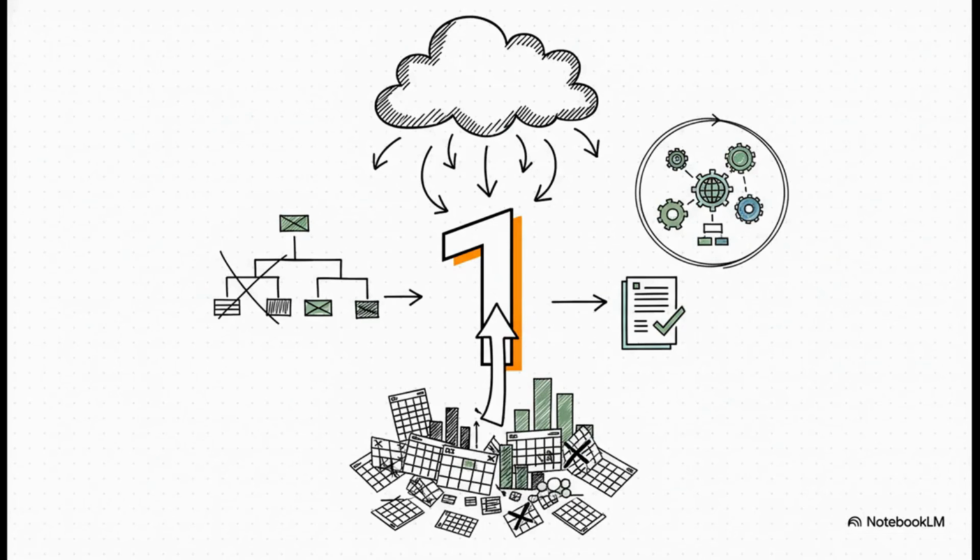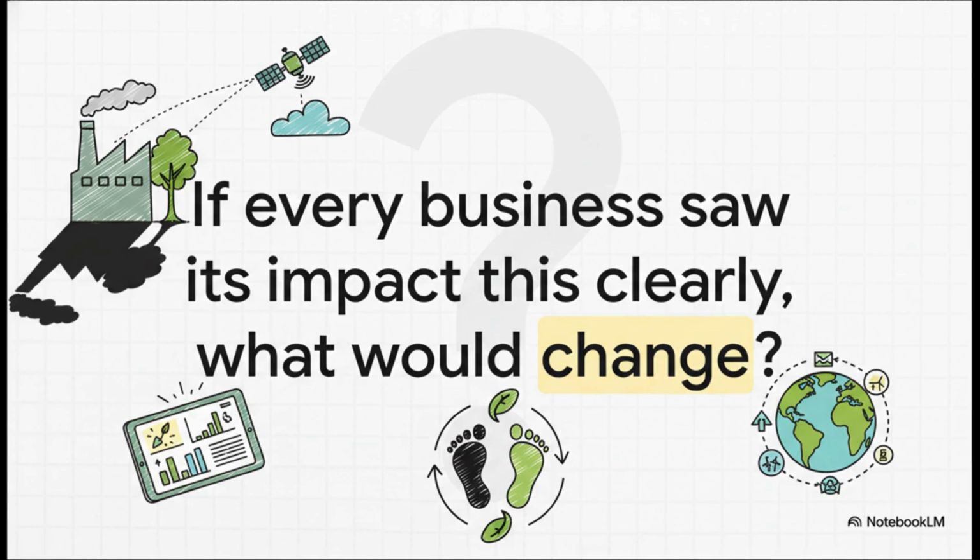Ultimately, when you boil it all down, it all comes back to this one simple, powerful idea. The goal is to create one single source of truth for a company's entire carbon story. No more conflicting spreadsheets, no more siloed information. Just one clear, comprehensive, and actionable picture. And that really leaves us with one final thought to chew on. This kind of technology gives businesses a level of clarity about their environmental impact that was honestly almost unthinkable just a decade ago. So the real question becomes, if every single business could see its own shadow this clearly, what would change?